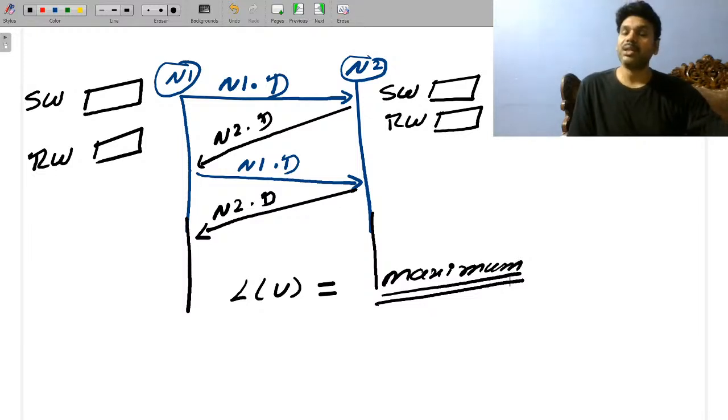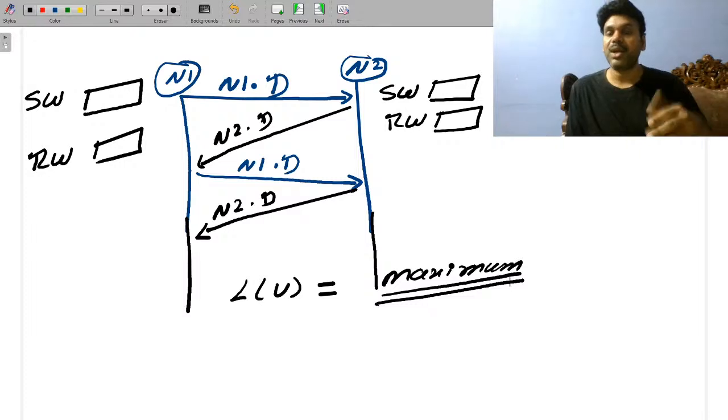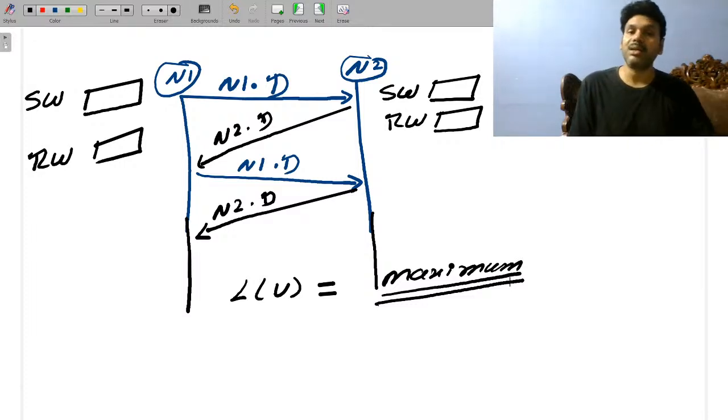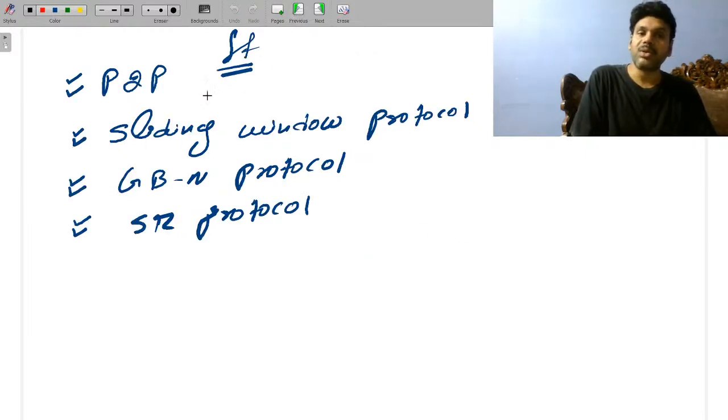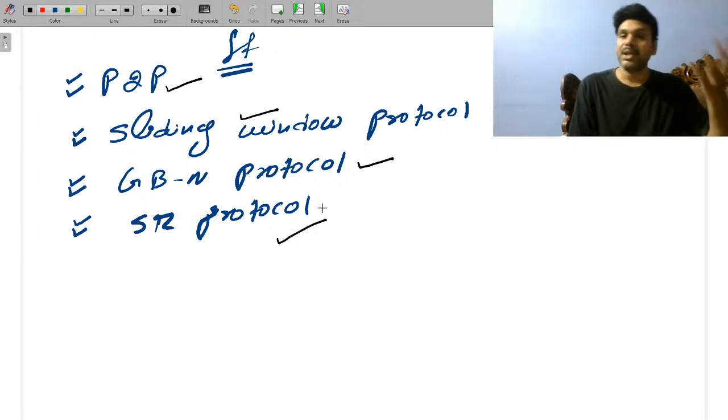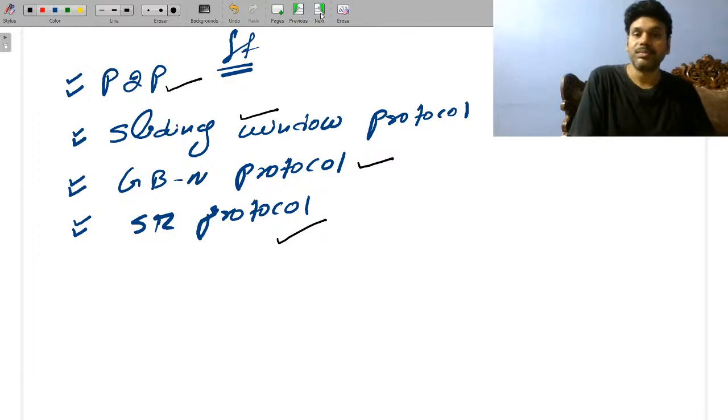If you look at half duplex, we already saw that data will be passed in only one direction. After receiving the data, the other party can start transmitting their data. So the protocols given to you, point to point, sliding window, Go-Back-N, and SR protocol, maintain both the windows so that you can order them.